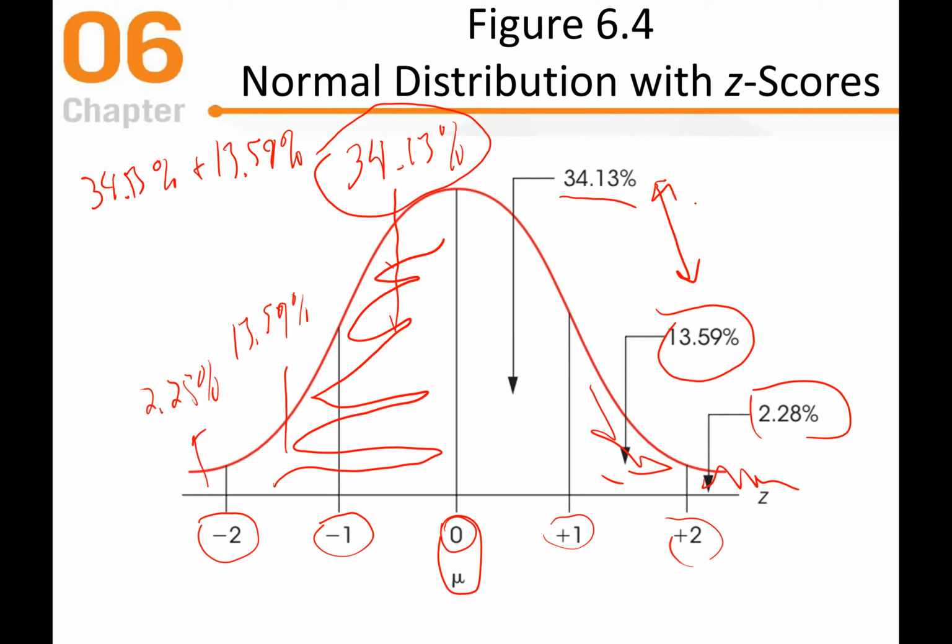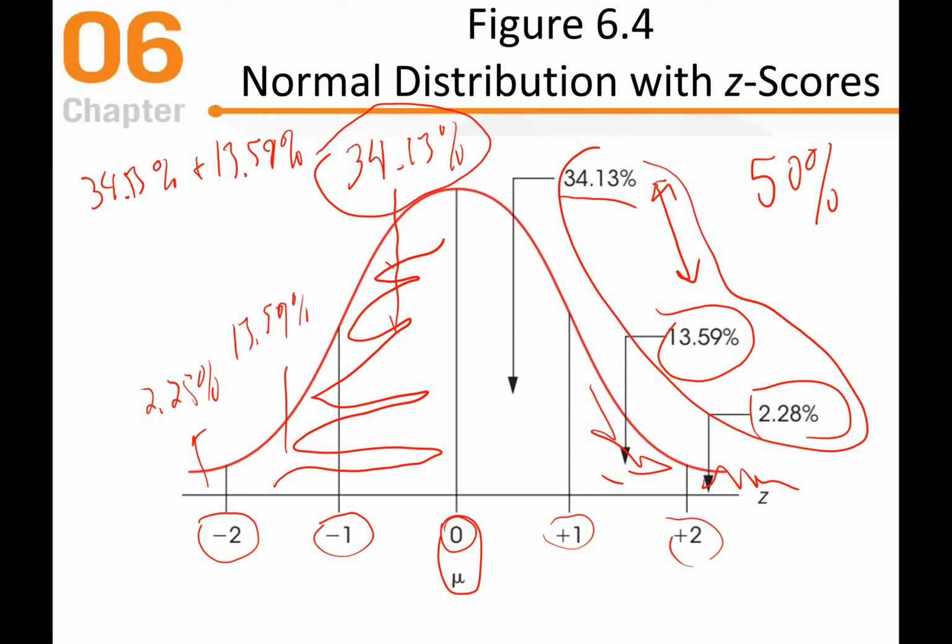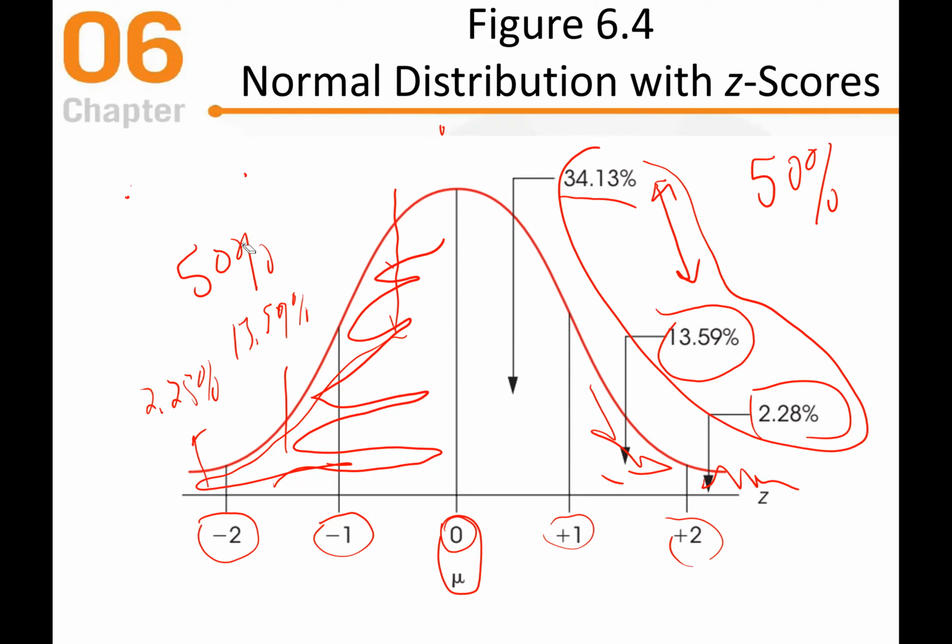If I said, what percentage of scores are positively beyond the mean? Well, that's 34.13 plus 13.59 plus 2.28, which would give us 50%. If you add up all three of these, they give us 50%, because again, this is symmetrical. And the same for this side. If we add up all three of those percentages on this side, it's going to give us 50%. All right. Okay.